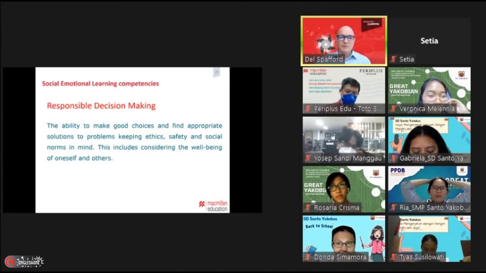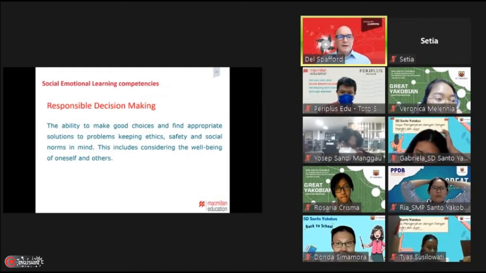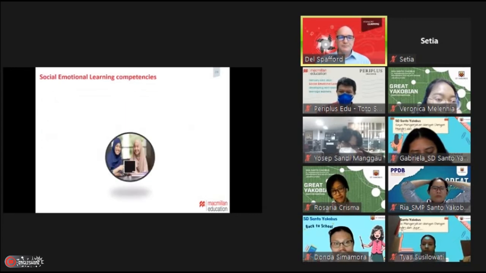making those responsible decisions. Now, this could be academic decisions or it could be social decisions. They're very similar in that respect. So when you're working in groups, how do you make good choices? How do you make effective decisions? And these are the kind of things we want to be able to create tasks that practice these skills and recognize that these tasks practice these skills.